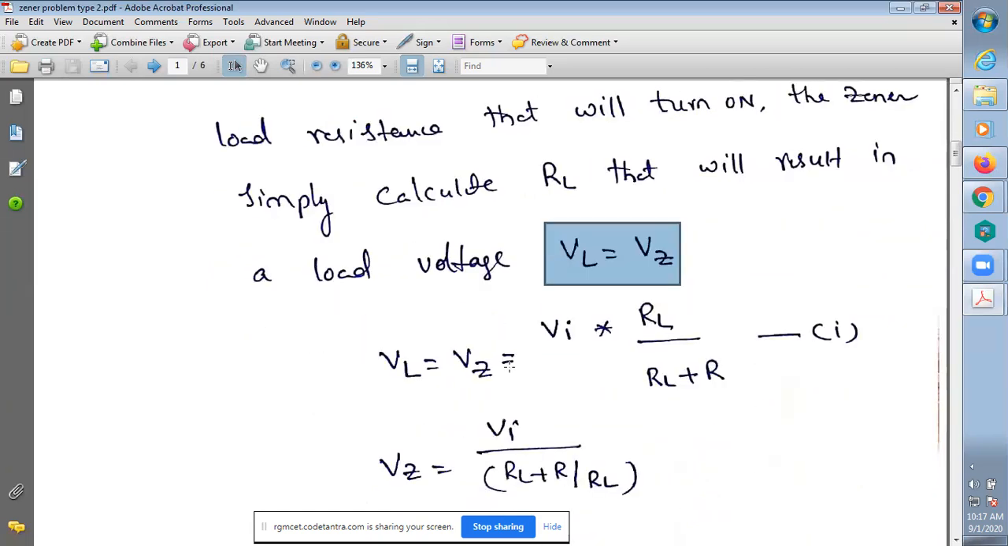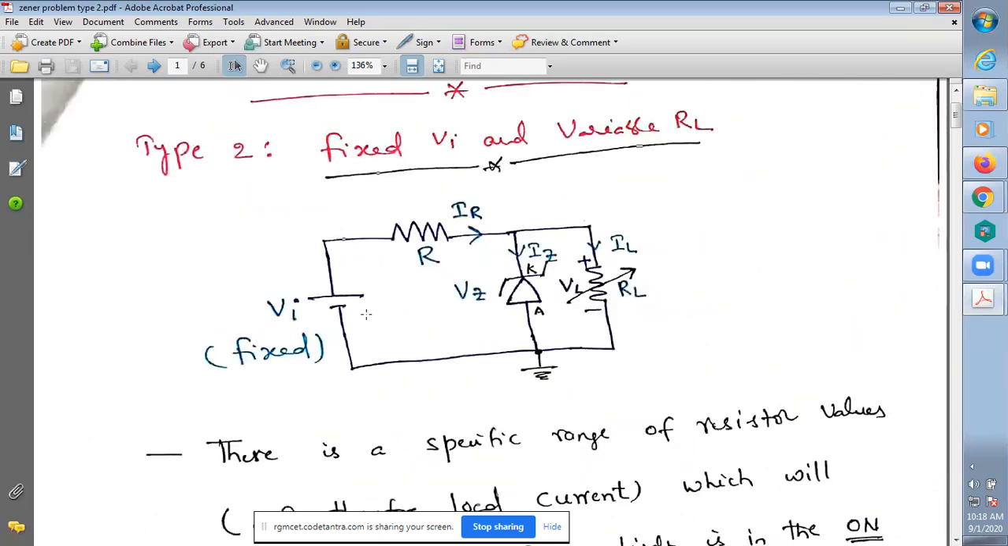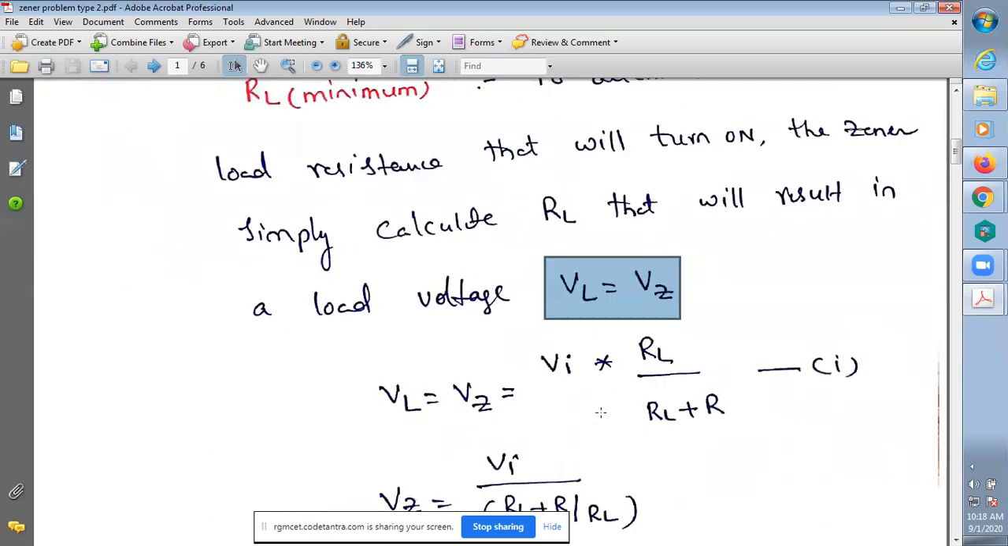Now apply the voltage divider rule. What is Vz here? VL is equal to Vz. Remember this simple circuit, only two resistors, R and RL, and this is the Zener diode. Now we are going to find Vz or VL by simply applying the voltage divider rule. Input voltage Vi, which is fixed, times RL by R plus RL.